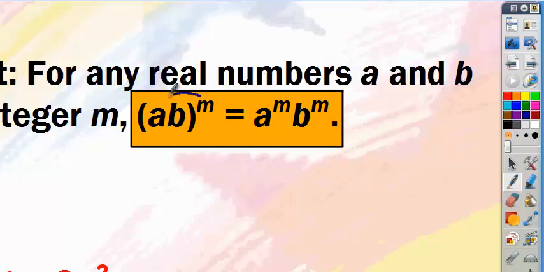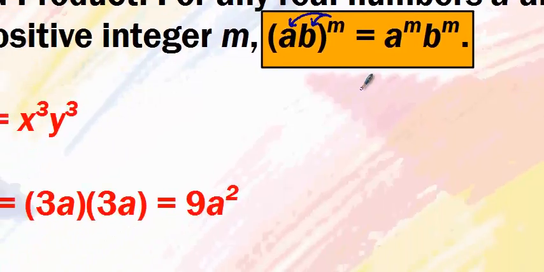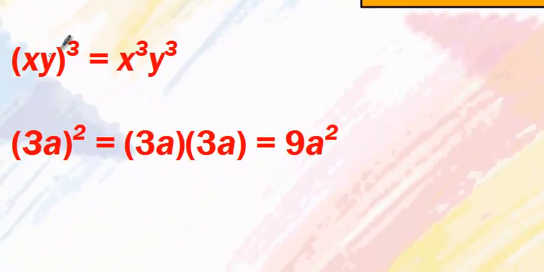I've got the M outside. I distribute it down onto the A and then down onto the B. So I get A to the M times B to the M. And then once I get rid of that set of parentheses, I'll evaluate each piece as it comes up. So if you look at the example, xy cubed, I get the first base of x to the third and then the second base of y to the third and just get x cubed, y cubed. Everybody all right with that?